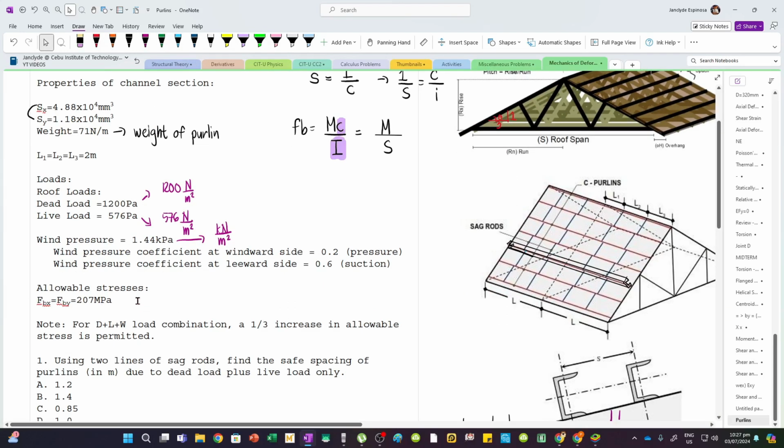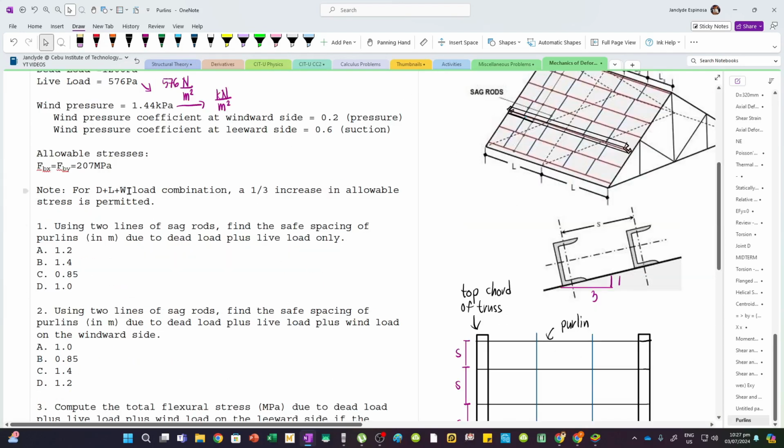Now, we also have the allowable stresses. This can be used in our interaction formula. Now, for D plus L plus W load combinations, a 1/3 increase in allowable stresses is permitted. Now, this is important later. And so first, using 2 lines of sag rods, we have to find the safe spacing of purlins in meters due to dead load plus live load only.